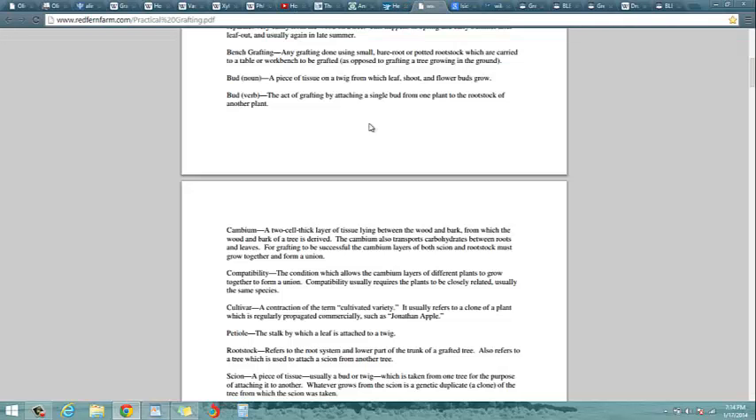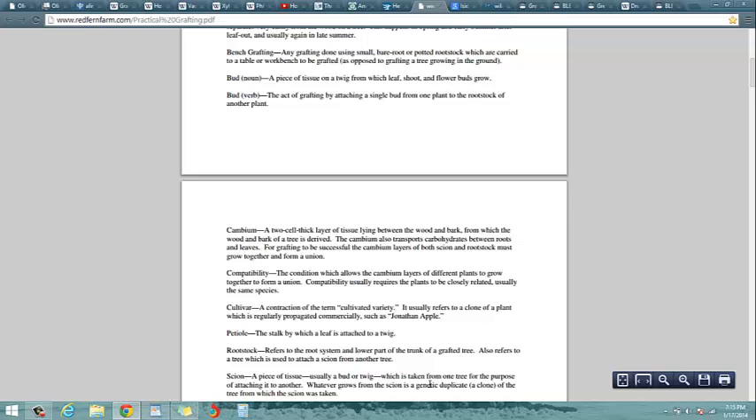So let's go back to the word scion. A piece of tissue, usually a bud or twig, which is taken from one tree for the purpose of attaching to another. So he got these different scion branches, nectarine branches to be specific, to put into a nectarine tree. So a scion is a piece of tissue, usually a bud or twig, which is taken from one tree for the purpose of attaching it to another. Whatever grows from the scion is a genetic duplicate, a clone of the tree from which the scion was taken.